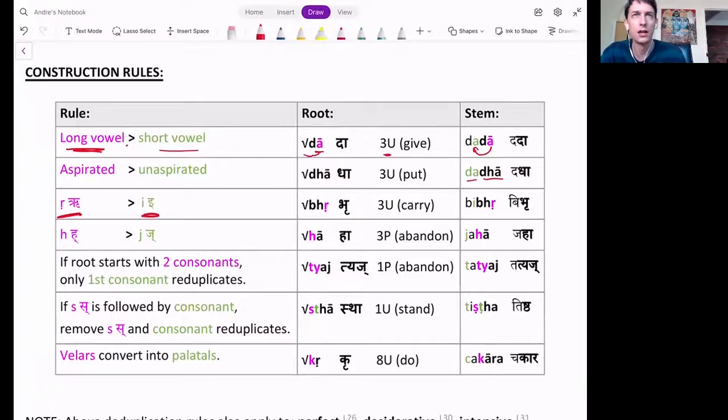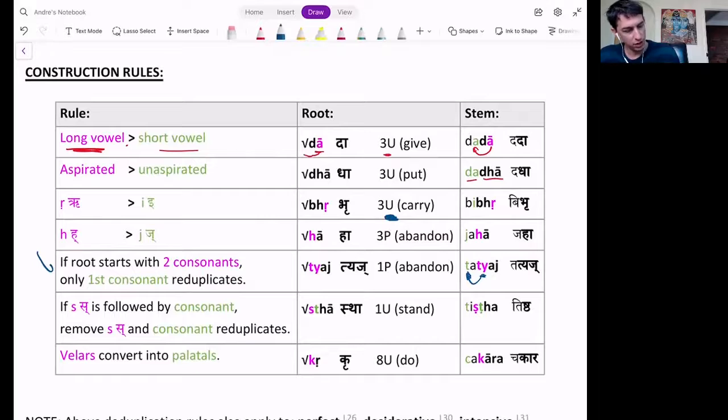It changes into an i. Bhṛ, which means to carry, will change into an i over there. Therefore, bibhar. The h changes into a j. That's your rule there that I just explained earlier. From ha into ja. So jahāti. If the root starts with two consonants, only the first consonant reduplicates. There it is. These two consonants, only the first one reduplicates, not the ya. So you don't say tya tya.